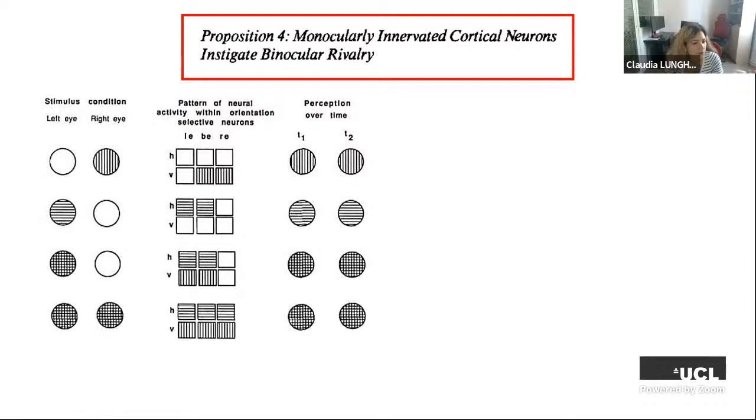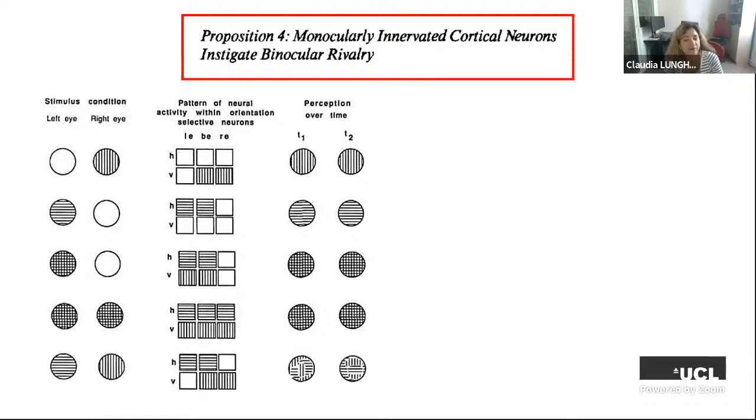And the same will hold if the grid was presented binocularly. If we presented a grid binocularly, so both eyes receive the same image of both orientations, you'll have activated at the same time the horizontally and vertically tuned monocular neurons of both the right and the left eye, and the horizontally and the vertically tuned binocular neurons. But still, your perception won't change. You'll fuse the two eyes and you'll perceive a grid.